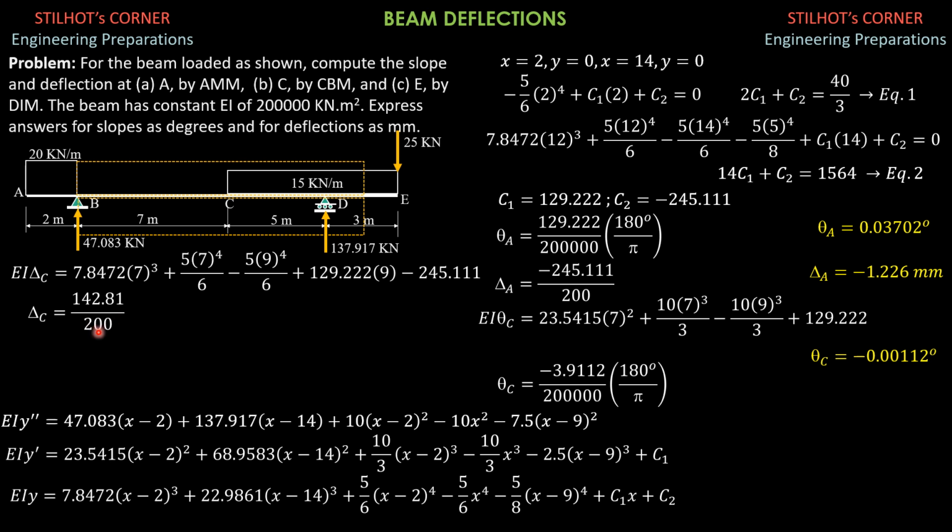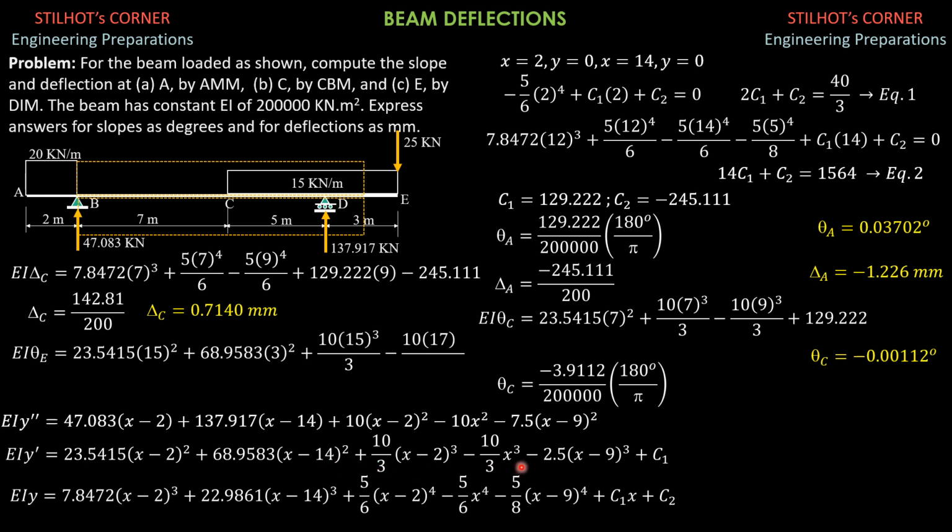EI, we just divide 200 to convert that to mm. So delta C is 0.7140 mm. Finally, when x is 17, to solve for theta E by double integration method, this is the official solution. So EI theta E is equal to 23.5415 times 15 square plus 68.9583 times 3 square plus 10 thirds times 15 cube minus 10 thirds 17 cube minus 2.58 cube plus 129.222.